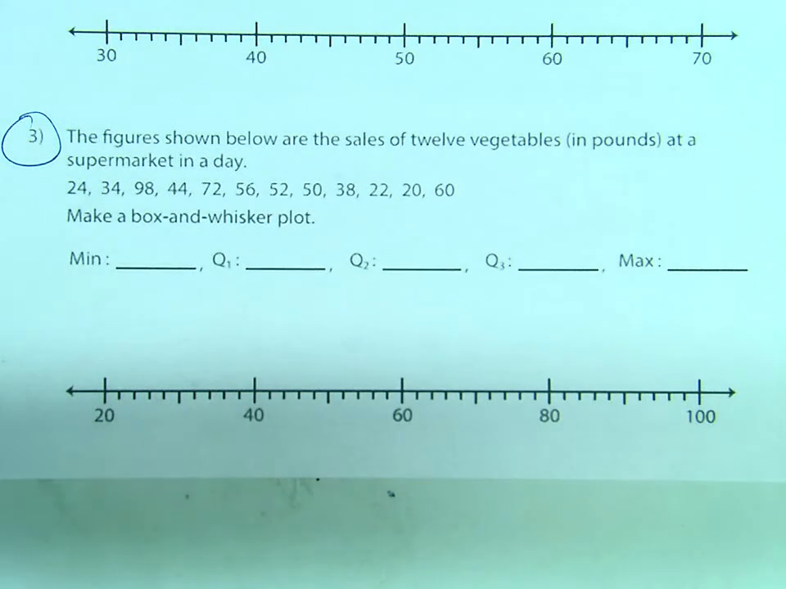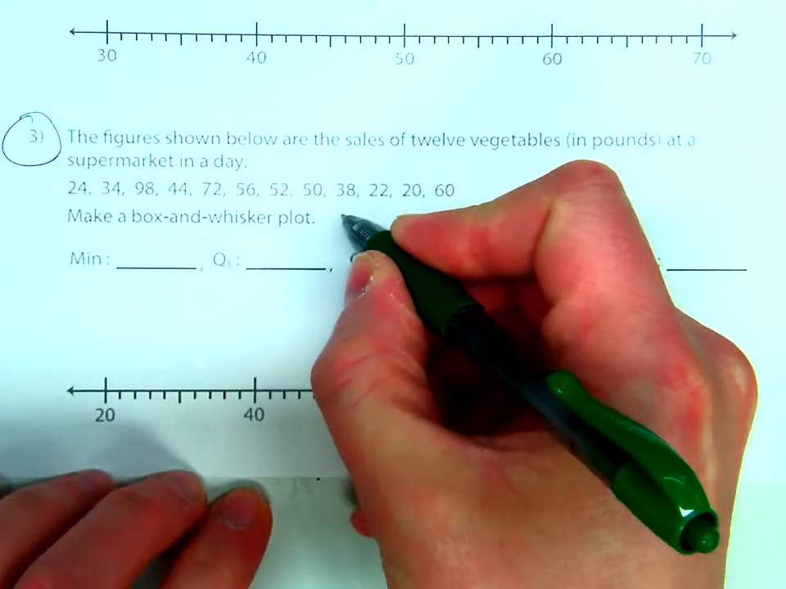And we first need to look at our question number 3 on your homework. See if you need any extra help. So the figure shows the sales of 12 vegetables in pounds at a supermarket in a day. First thing we notice about our data is we must put it in order from least to greatest. So let's start off by doing that.